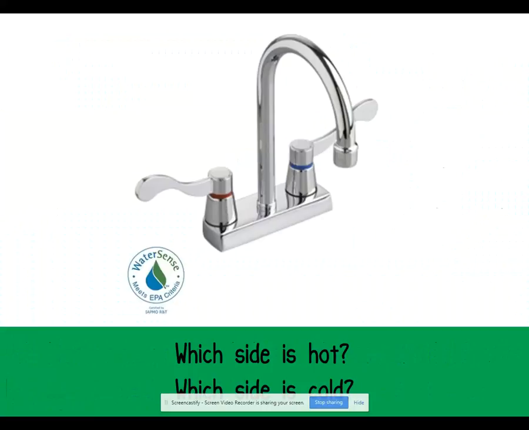Take a look at this faucet. You can see one side is red and one side is blue. Which side do you think is hot? Did you guess that the red side was hot? Why do you think designers chose to make the red side hot? What can you think of that is red and hot? Did you think of fire or the sun or lava?